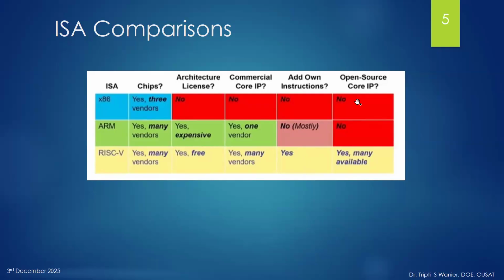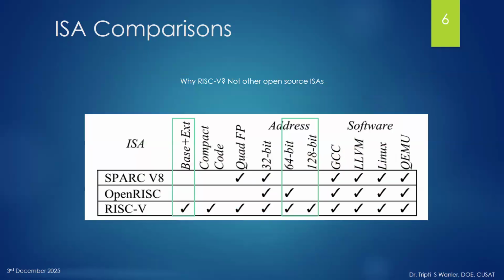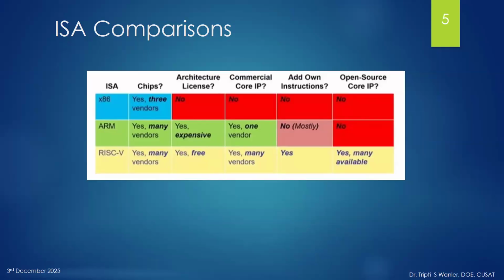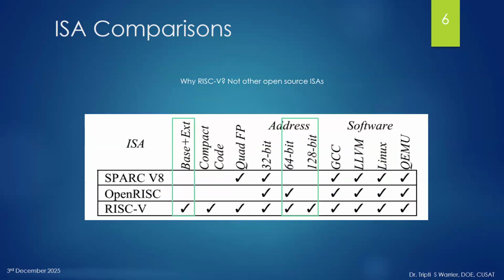based on your requirement. Then, regarding open source IP, x86 and ARM do not provide open source core IPs, whereas here they are available. So this is the notion behind the RISC-V ISA being popular nowadays. The next slide compares it again with other open source ISAs that are available.